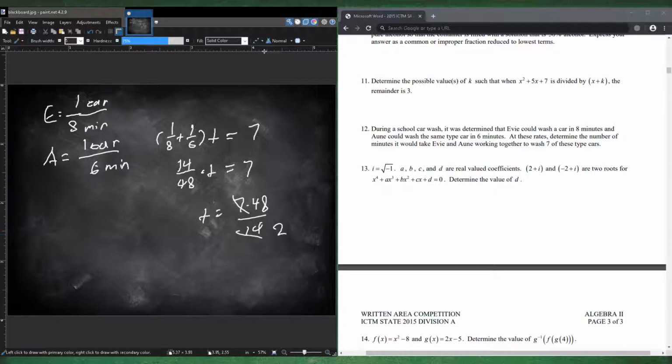Cancel out the 7, so that becomes a 2. So t equals 48 divided by 2, which is 24. So it takes them 24 minutes. So 12 is 24.